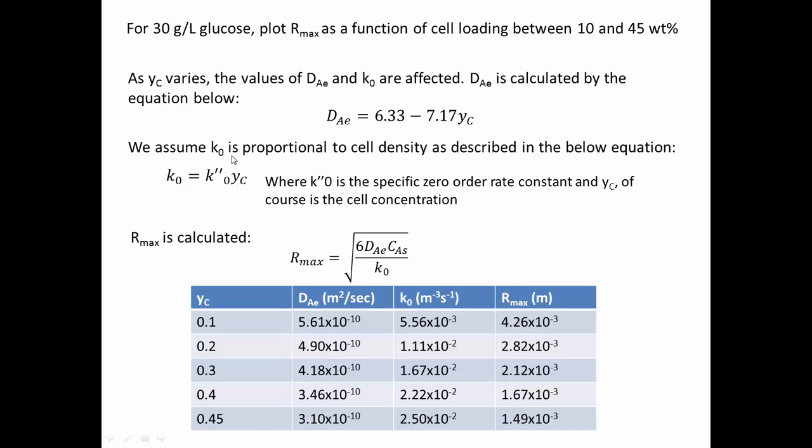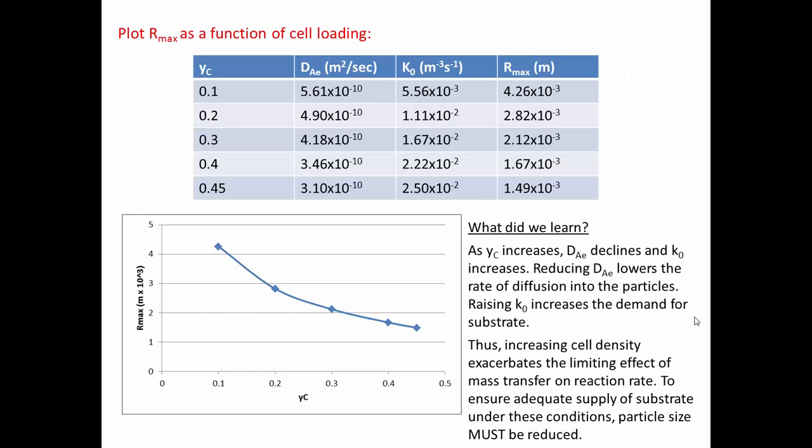And we are assuming our K0 is proportional to cell density, as described in this equation here, where K0 equals K double prime 0, the specific zero-order rate constant, times YC, of course, the cell concentration again. And we calculate our R max as before. So we have our K0 here, and we have our R max. And then we can plot those as a function of cell loading. And we can see that as the yeast concentration goes down, the R max goes up, and as it increases, R max gets smaller.